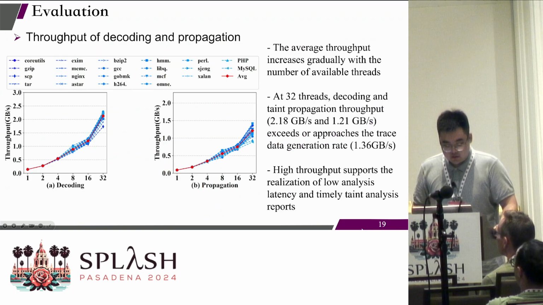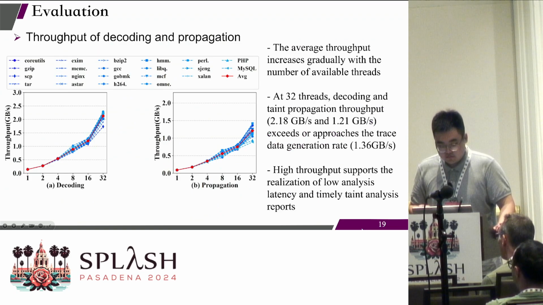We also evaluated the impact of varying numbers of threads on the throughput of taint analysis. The average throughput increased gradually with the number of available threads. And at 32 threads, the analysis throughput exceeds or approaches that of the trace generation, and the high throughput supports the low latency of analysis and timely analysis reports.